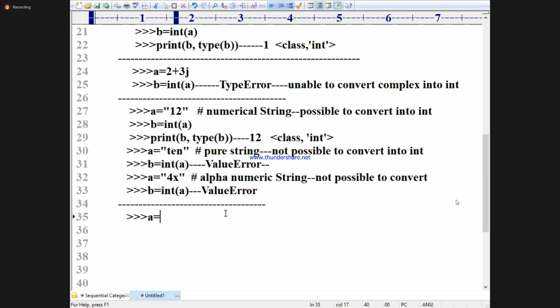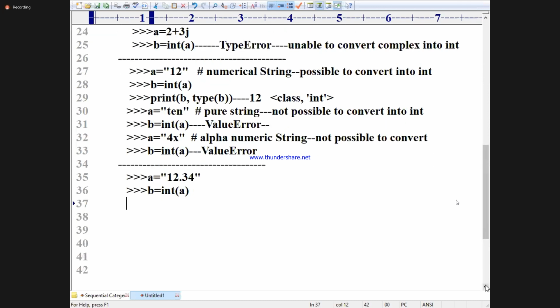Now, see all of you carefully. A is equal to "12.34". This is a 10,000 question. Int of A. What is the output? Come on. Answer is? Girls, boys. Right, this everybody will expect. This is the wrong answer. Compulsory wrong answer.